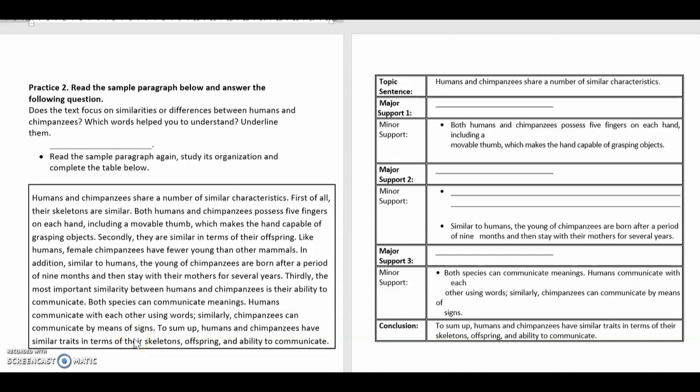Okay, let's move on to the second practice, please. So, read the sample paragraph below and answer the question. Does the text focus on similarities or differences between humans and chimpanzees? Which words help you to decide? Please underline them. It's better to pause the video here and we'll come back.